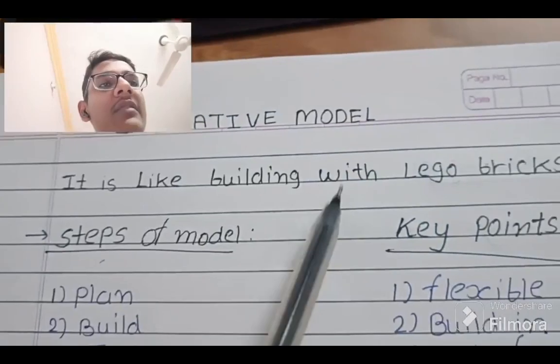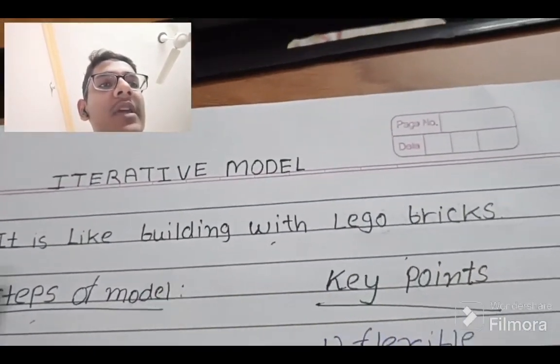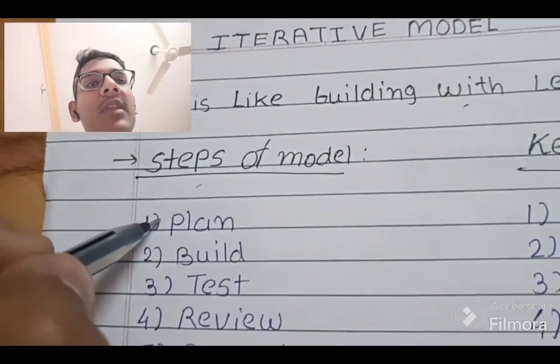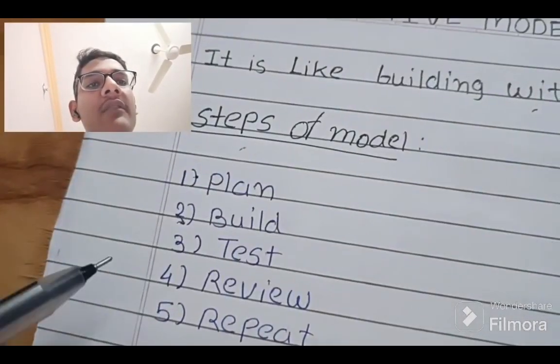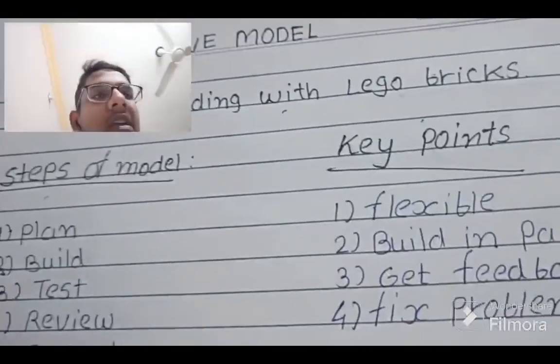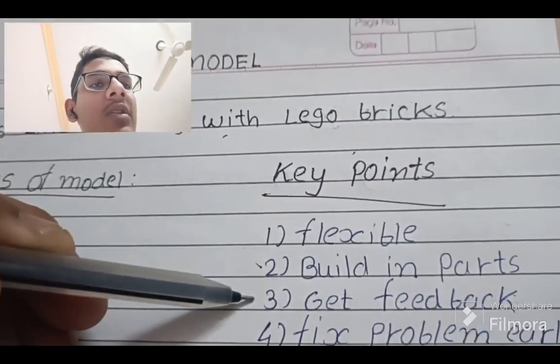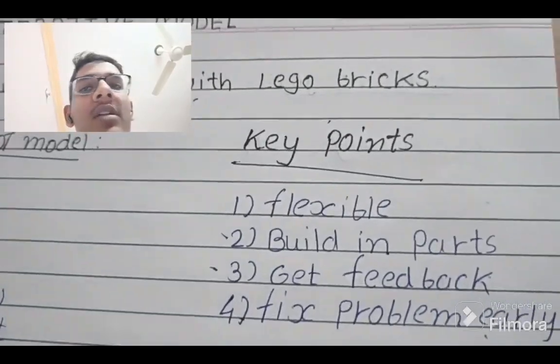My topic is the iterative model. It is like building with Lego bricks. We make the model in small parts. Steps of the model: we will plan, we will build and test, review, then repeat. Key points: it is flexible and built in parts. We can get feedback from clients and fix problems early.